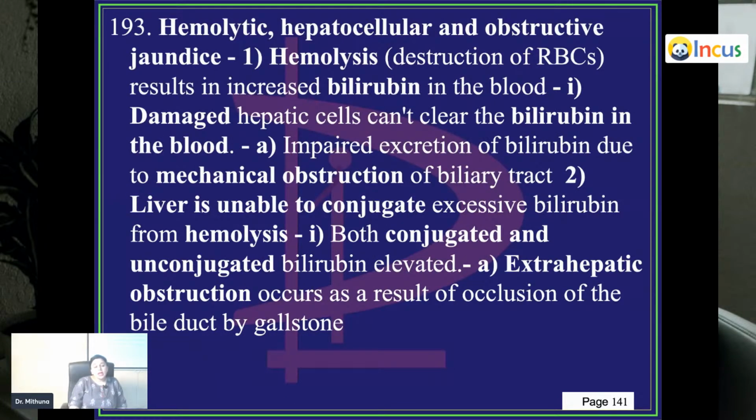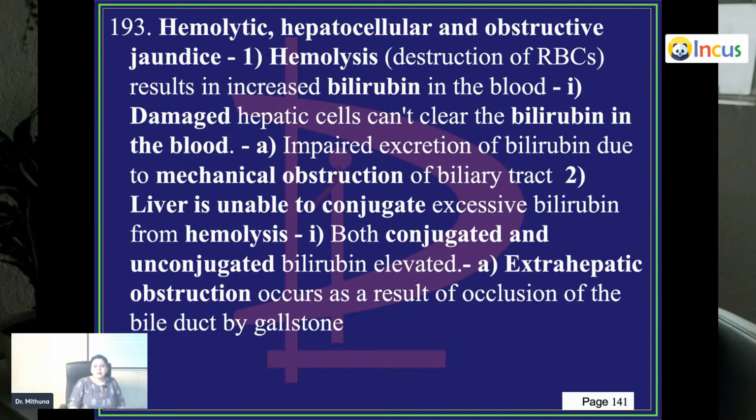Then in jaundice you have three types. One is hemolytic, second is hepatocellular, and third is obstructive jaundice. What is hemolytic? The name itself says there's breakdown of the RBCs, hemolysis. So hemolysis is destruction of the RBCs, which results in increased bilirubin. Whenever the RBCs are broken down, bilirubin is released. This increased bilirubin in the blood causes hemolytic type of jaundice.